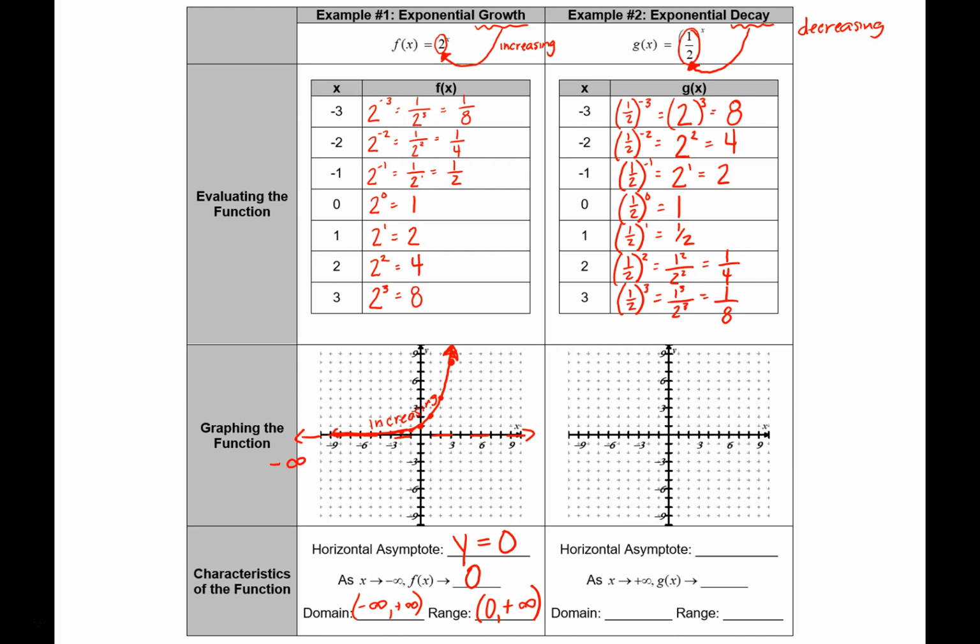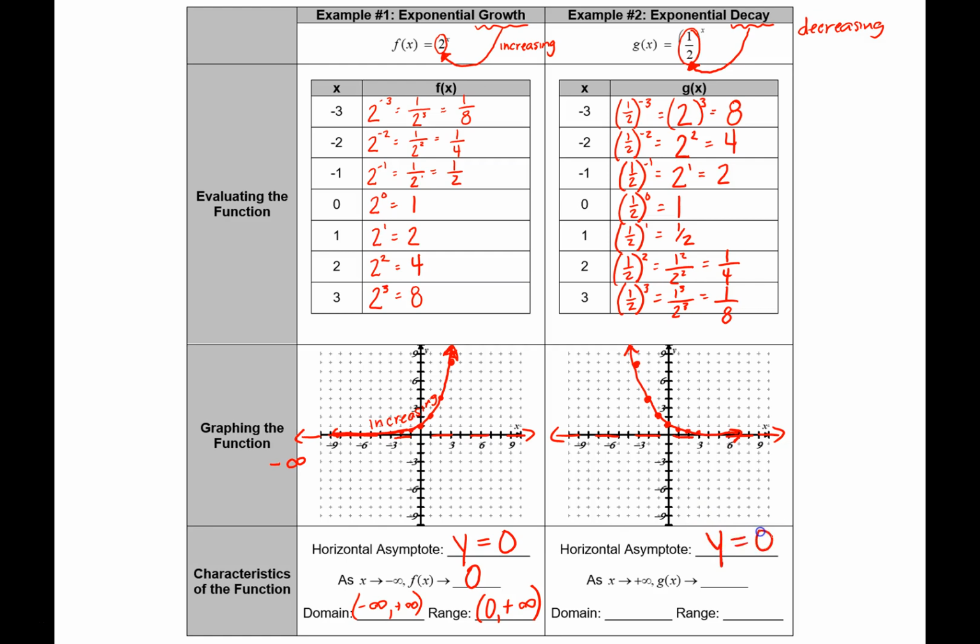So looking at these ordered pairs, we have -3, 8, -2, 4, -1, 2, 0, 1. At 1, it's only at 1/2, and then it gets even smaller. At 2, it's at 1/4, and at 3, it's at 1/8. So again, we're looking at that asymptote blocking our exponential from going any lower. We have a decreasing line because of that fractional base. That means this is a decay.